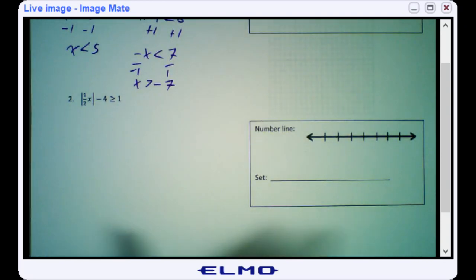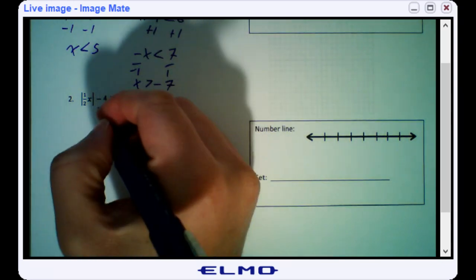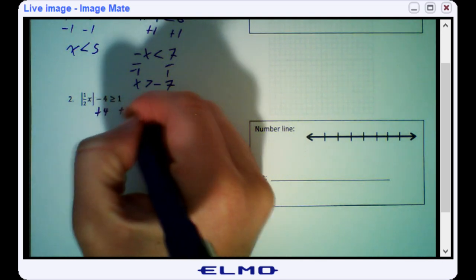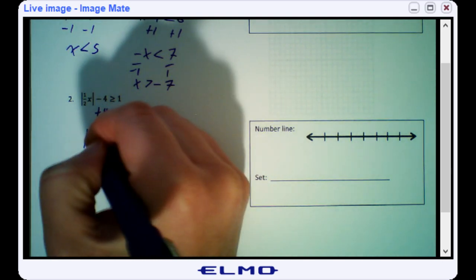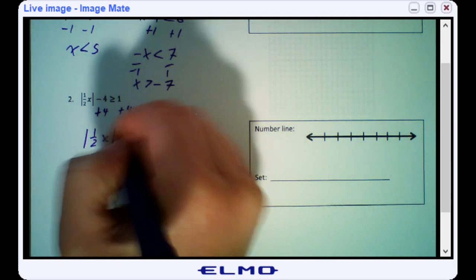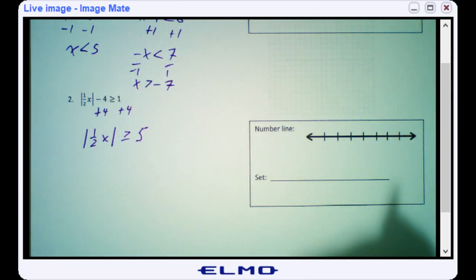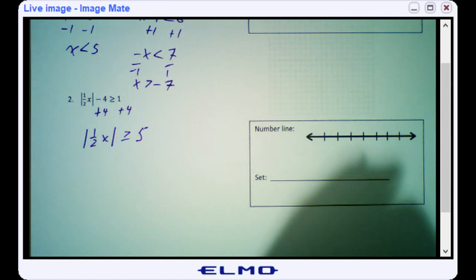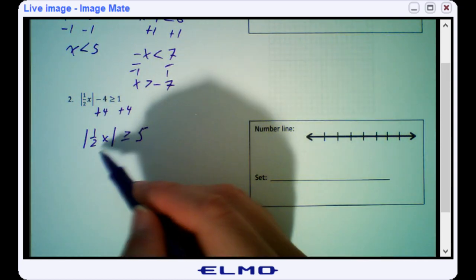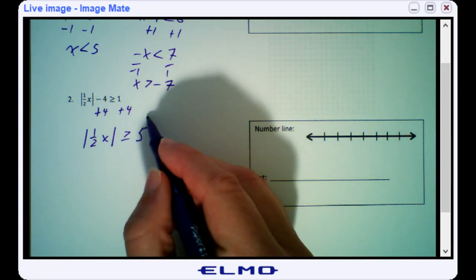For problem number 2, I've got absolute value of 1/2 x, and I'm subtracting 4, is greater than or equal to 1. The first thing we're going to do is get absolute value by itself. So right now there's a minus 4. We're going to do the opposite, add 4. So absolute value of 1/2 x is greater than or equal to 5. Because absolute value is by itself now, I can decide if it's an and or an or problem. Absolute value is greater than, so it's gor, or.